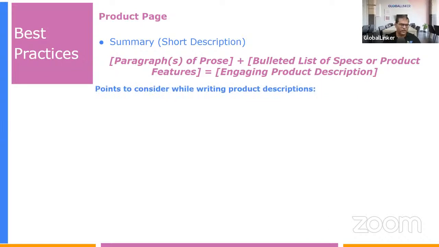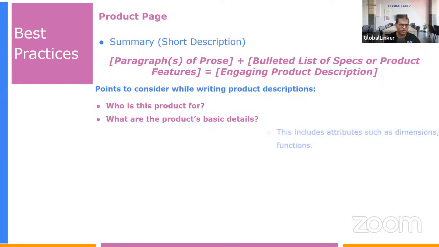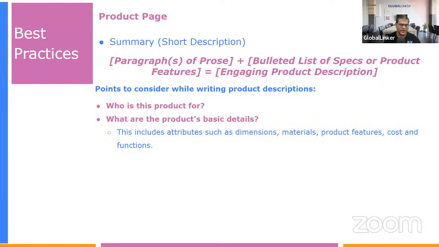Now, points to consider while you are writing a product description. Firstly, who is your target audience? You should always have this in mind. So whether it is male, female, teenagers, or college-going students, who is your customer that you should have in mind? What are the product's basic details, in terms of material or dimensions or product features, etc.? Basic details about the product should be included in the product description.